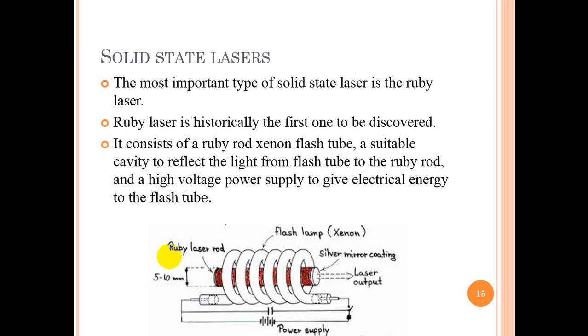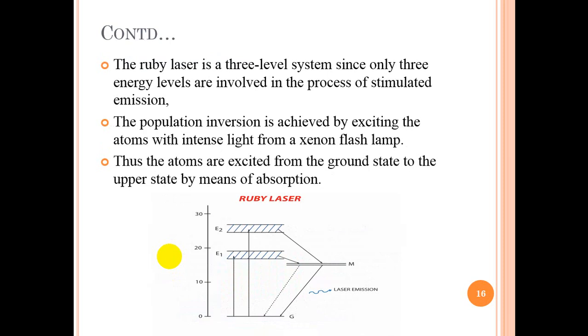Photons generated in the active material move to and fro between the mirrors and hence stimulated emission takes place through mirror 1. The figure shows the energy level diagram of a ruby laser. The pumping of the crystal is obtained by the intense light from the xenon flash lamp. It is a 3-level laser system since only 3 energy levels are involved in the process of stimulated emission.